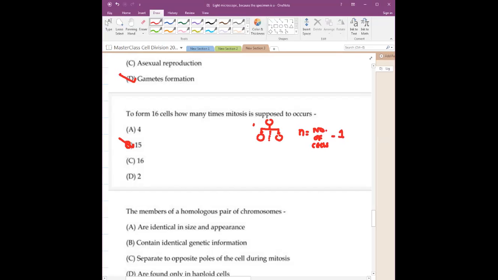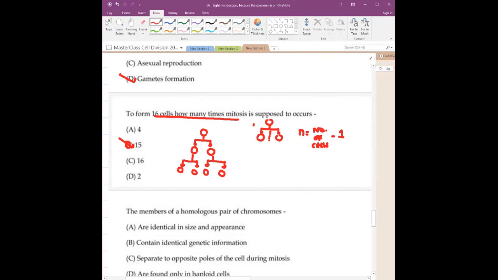But now there are two ways in this thing. This is how many mitosis, how many times mitosis is going to occur. But then there is another question: how many times does cell division have to occur? If they ask you how many generations are required, then the generation number is going to be 2 raised to n. So for example, let's understand this thing.